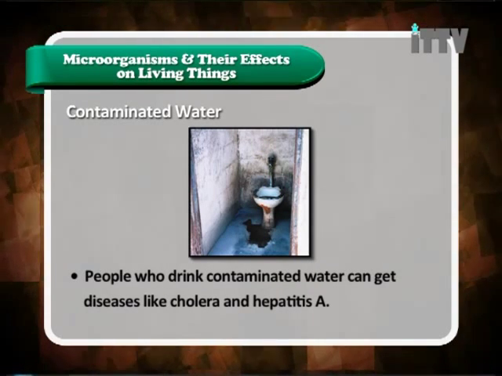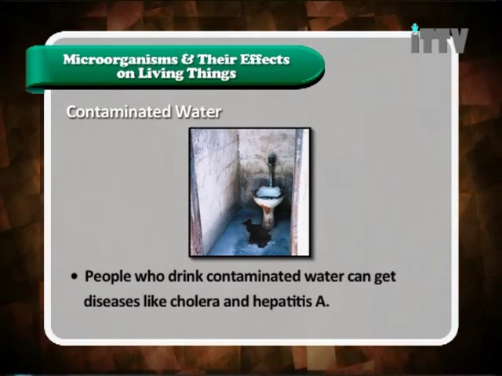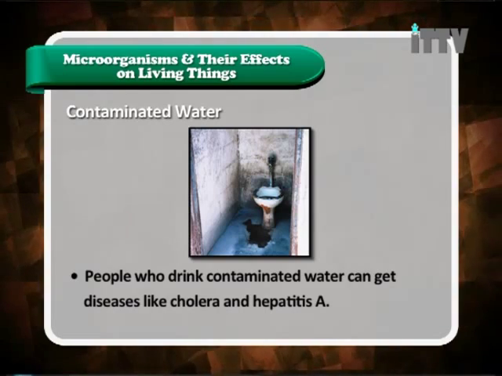People who drink contaminated water can get diseases like cholera and hepatitis A. So due to contaminated water, there are 2 diseases that are very common: cholera and hepatitis A. This is due to contamination of water. Let's look at contaminated food.